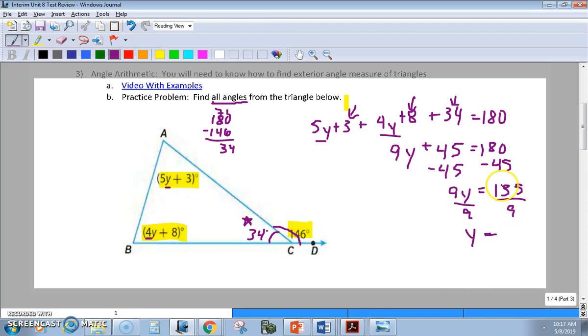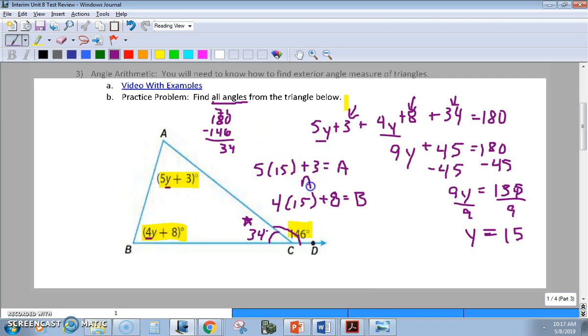And y is equal to 9 can go into 13 once with a remainder of 4, and 9 can go into 45 5 times, so 15. So y is equal to 15. But do not forget, I still have to put those back in. So now I need to figure out 5 times 15 plus 3. That'll be angle A. And then 4 times 15 plus 8. That'll be angle B. So 5 times 15 is 75, 76, 77, 78.